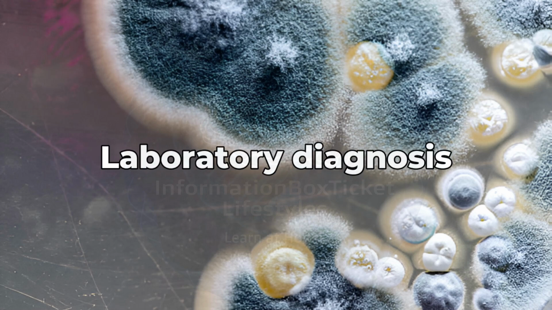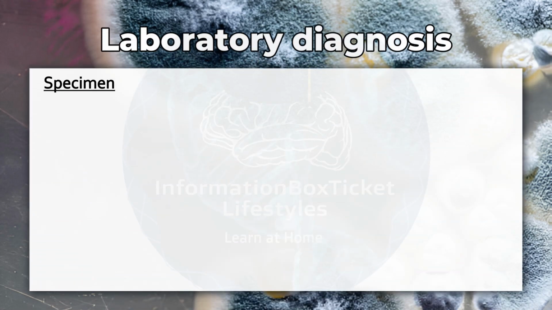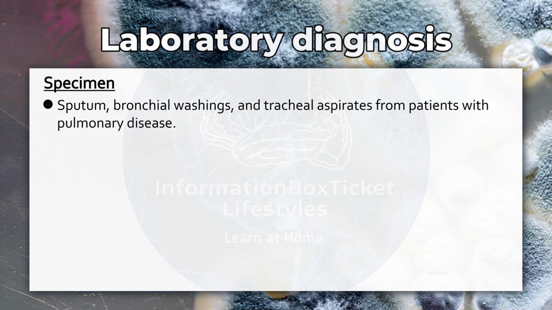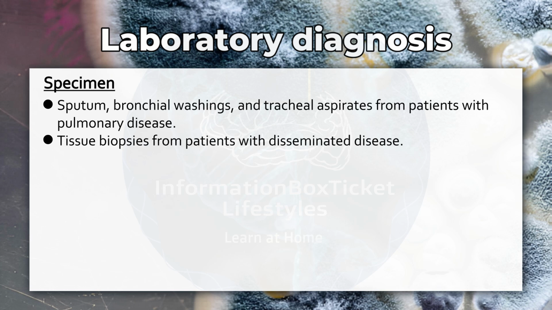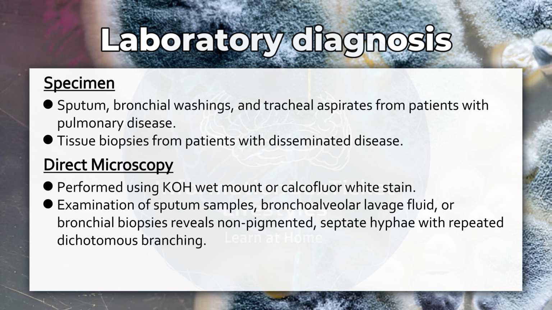Laboratory diagnosis of Aspergillus fumigatus. Specimen: sputum, bronchial wash, tracheal aspirates collected from patients with pulmonary disease, tissue biopsies from patients with disseminated disease. Direct microscopy. Using KOH wet mount or calcofluor white, sputum samples, bronchoalveolar lavage, bronchial biopsies show non-pigmented septate hyphae with repeated dichotomous branching.